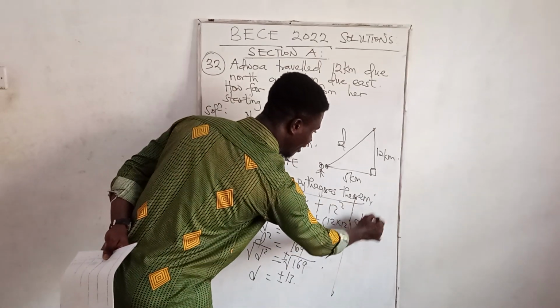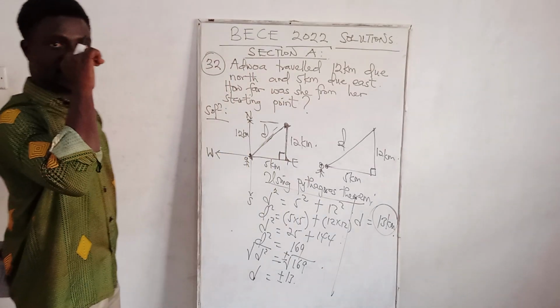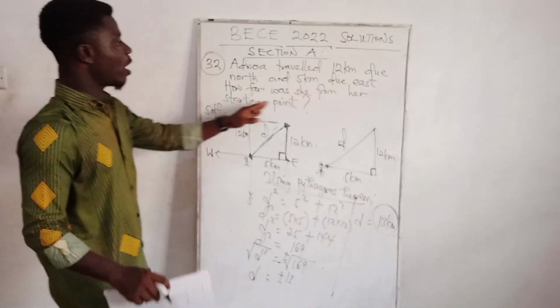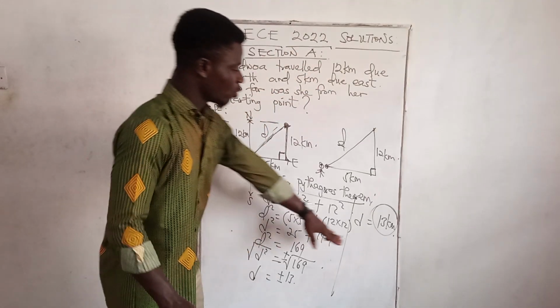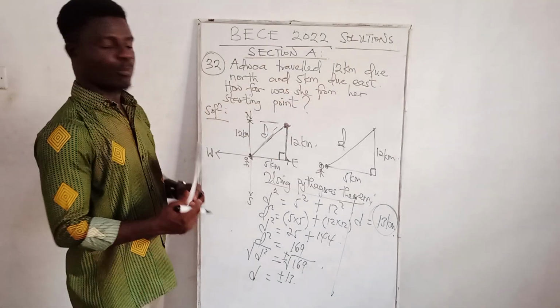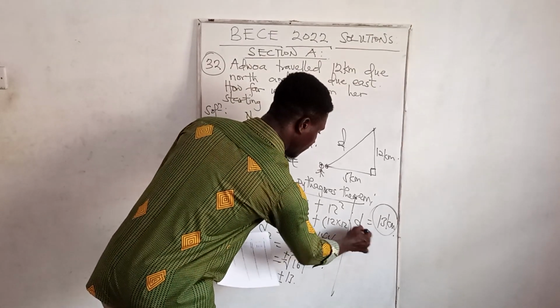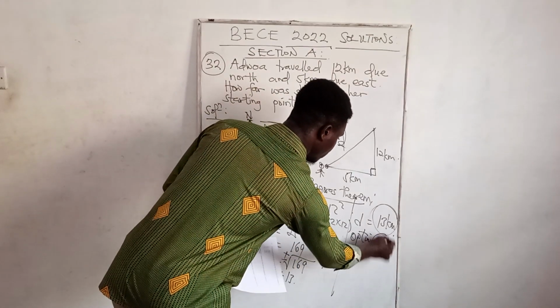Then we see that our d is 13 kilometers. So how far was she from her starting point? She was 13 kilometers from her starting point. So that's the distance. So option A.